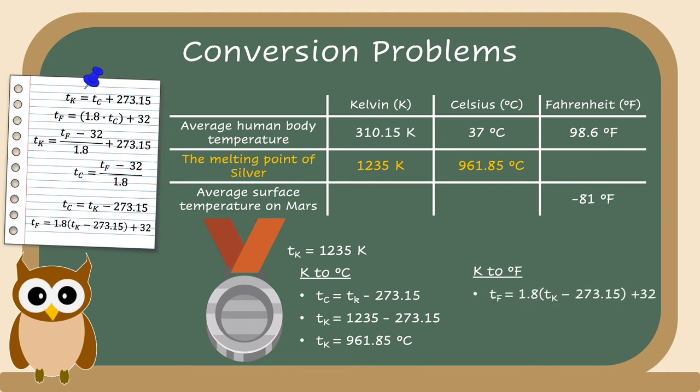And to get to Fahrenheit, we must subtract 273.15 from our starting value, multiply it by 1.8, and then add 32. We already know that 1235 minus 273.15 equals 961.85. So multiplying by 1.8 we get 1731.33 degrees. And then adding 32 we get the answer 1763.33 degrees Fahrenheit.